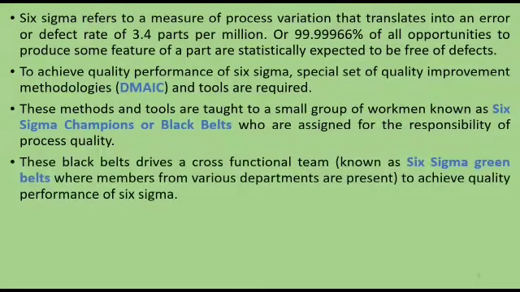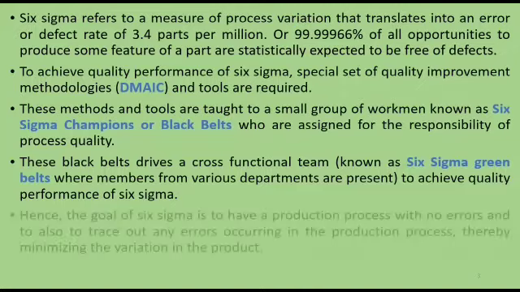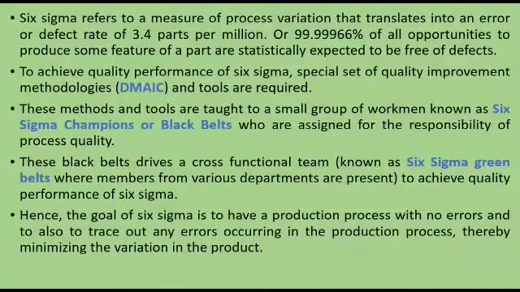These black belts drive a cross-functional team, also known as Six Sigma green belts, where members from various departments are present to achieve Six Sigma quality performance. Hence the goal of Six Sigma is to have a production process with no errors, and to trace out any errors occurring in the production process, thereby minimizing the variation in the product. So we have Six Sigma champions or black belts, and under them we have Six Sigma green belts.